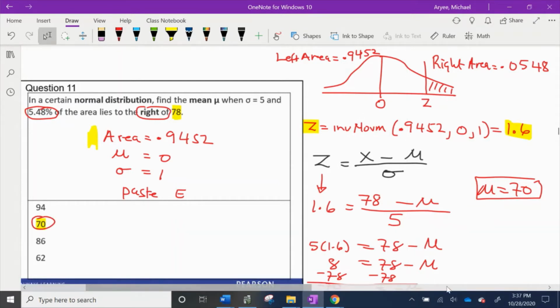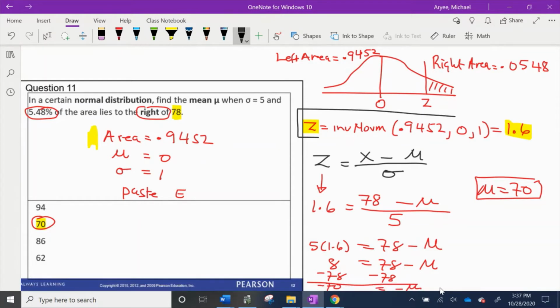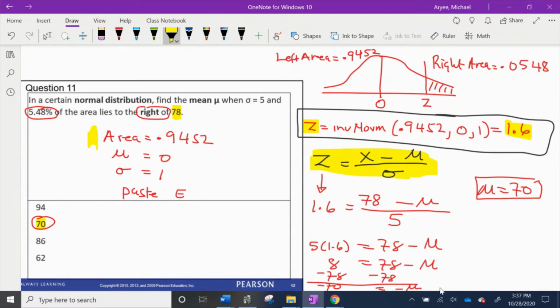Now, this is one of the hardest questions. Why? Because it is a two-step question. Number one, you have to find the z first. Number two, you have to use the actual z formula to find what it is. So you have two of these questions coming in the test. Okay, so take note of it.